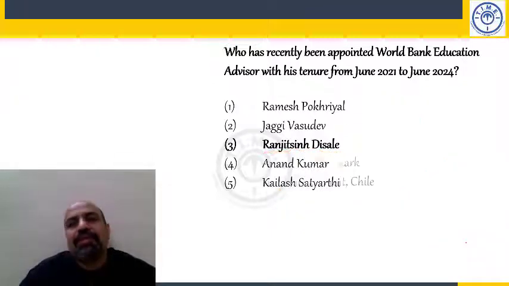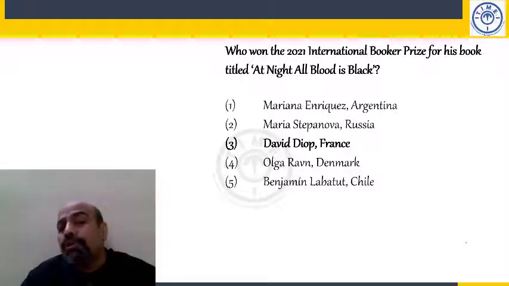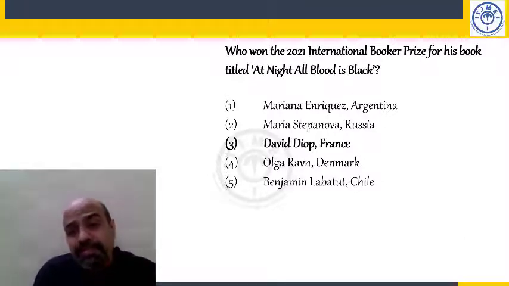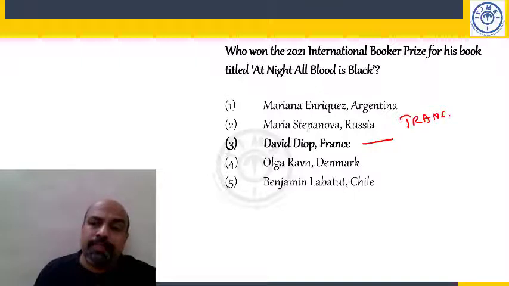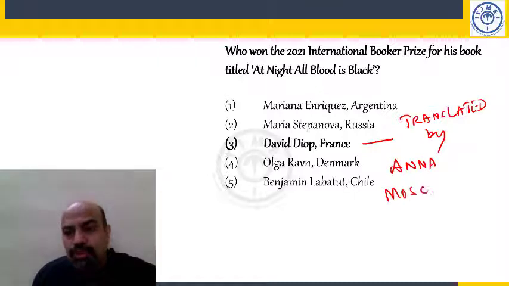Wonderful. Who won the 2021 International Booker Prize for his book titled At Night All Blood Is Black? What a beautiful title. I haven't read the book, I've read about the book. David Diop, France. He's a writer, but this is written in French, so there is a translation. So you write translated by Anna Moschovakis.